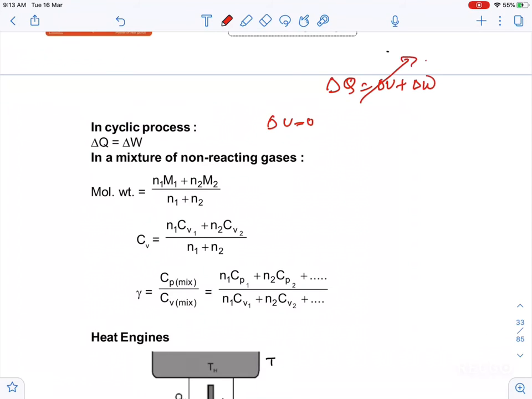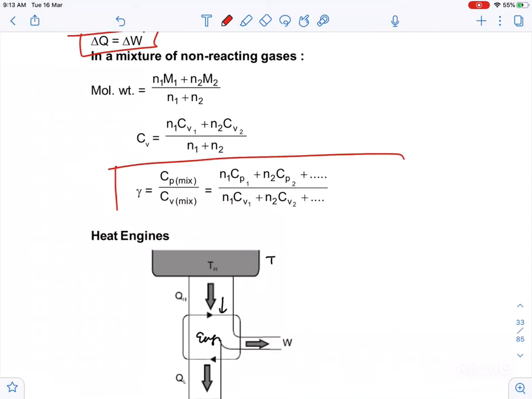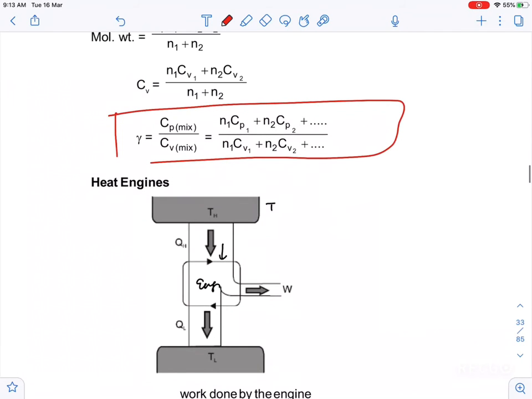For a cyclic process, I told you delta U is equal to 0. So the first law of thermodynamics says that delta Q is equal to delta U plus delta W. Since delta U is 0, delta Q is equal to delta W. So in a cyclic process, delta Q is equal to delta W.